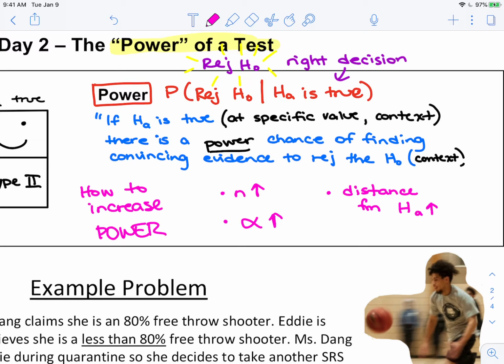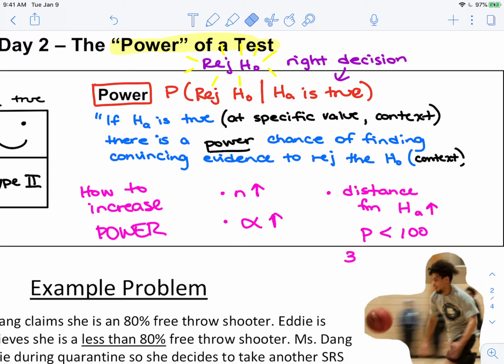So what does that mean? It depends. I'm going to get into this more later, but for instance, if your Ha was p is less than 100, you want to get as far away from 100 as possible. And since this is less than, then I want to pick a really low value, like 3. This is ridiculous, but 3 is super low.